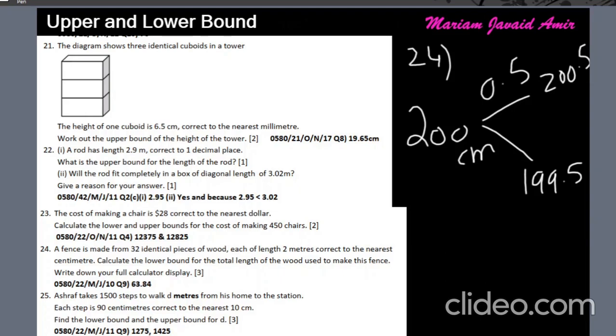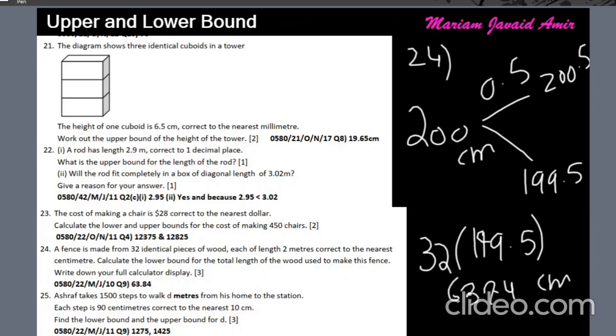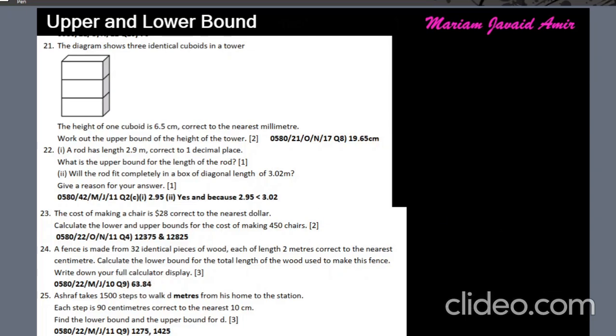Calculate the lower bound for the total length of the wood used to make the fence. So we need the lower bound answers. We have 32 identical pieces and the lower bound value is 199.5. So 32 times 199.5 is 6384 centimeters. We need to give the answer in meters, so that would be this answer right here. Okay. Question 25.